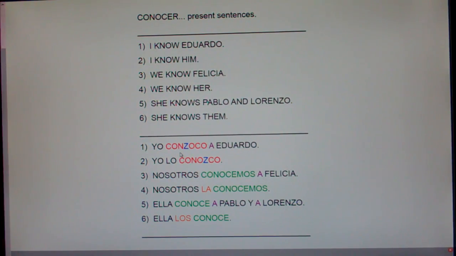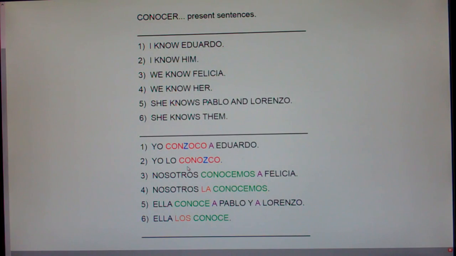Now notice, conocer is an irregular verb, but the only form that's irregular is the yo form. Just for fun, let's pretend that the yo form were regular. Everybody say yo conozco. Go ahead. Sounds funny, doesn't it? Now say yo conozco. So the yo form of conocer has a Z, and that's the only form that's irregular. Why is the yo form the most irregular form? Because it's used the most.